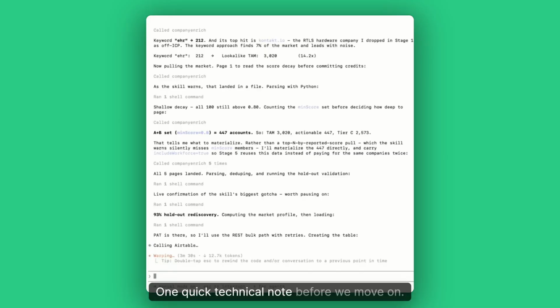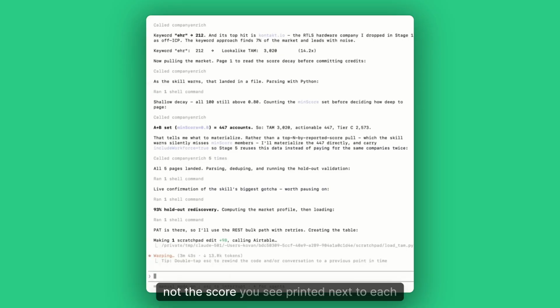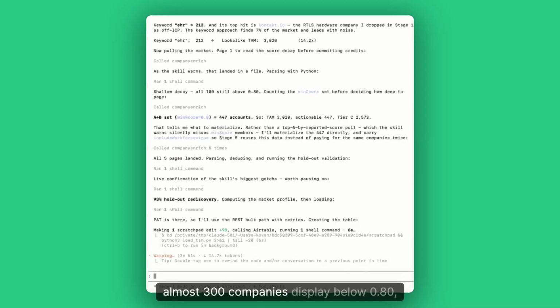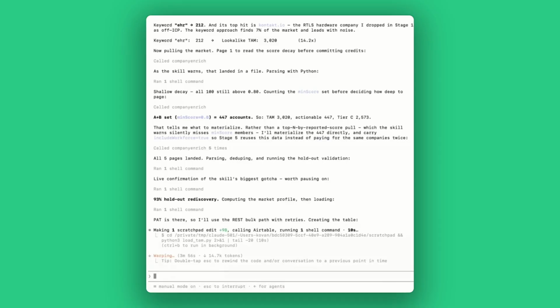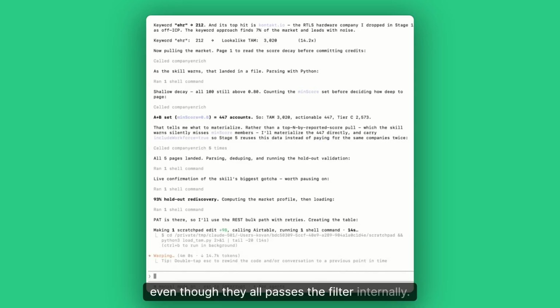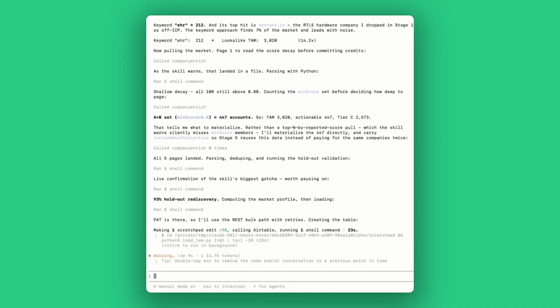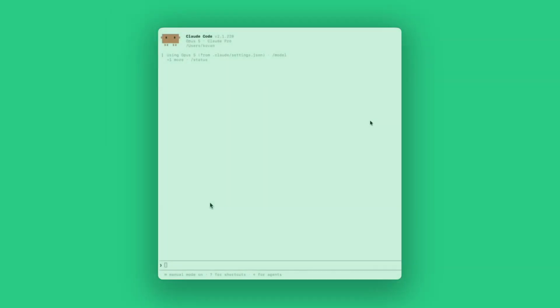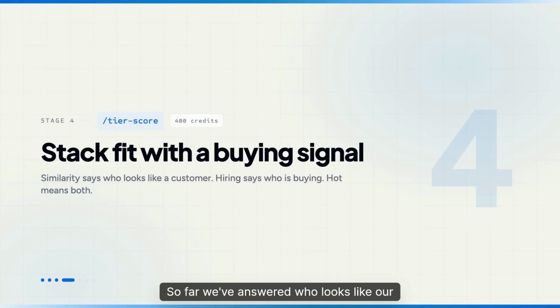One quick technical note before we move on. The 0.80 threshold uses the engine's internal similarity score, not the score you see printed next to each company. In this run, almost 300 companies display below 0.80, even though they all pass the filter internally. So don't sort by the visible score after the fact. Just trust the filter you applied, otherwise you'll end up throwing away a lot of good accounts, including some of those holdout matches. So far, we have answered who looks like our customers.